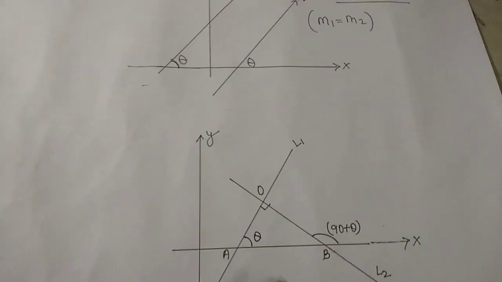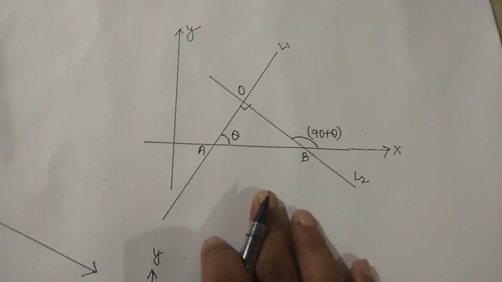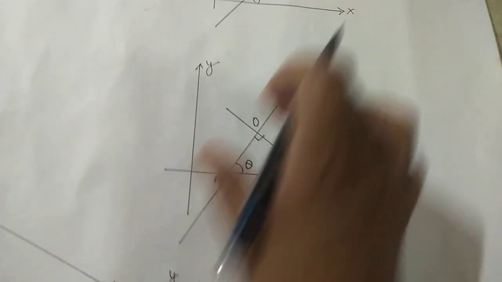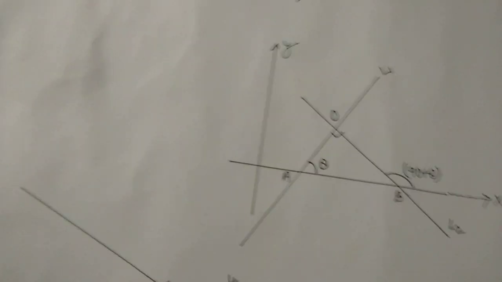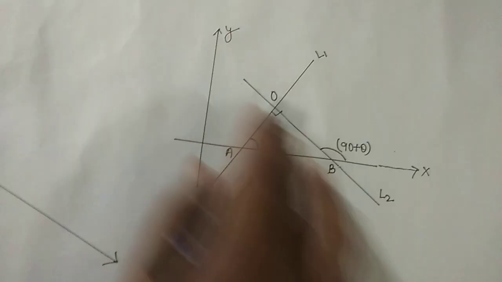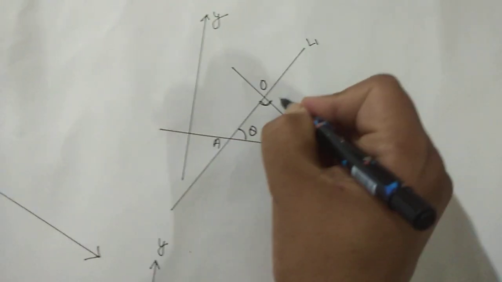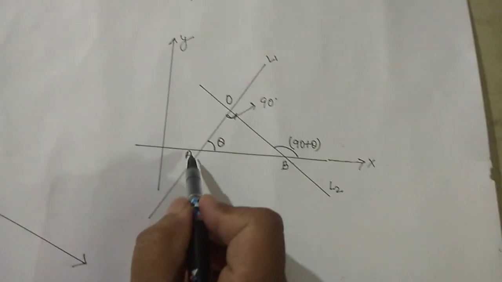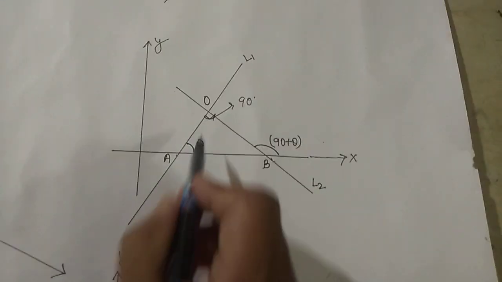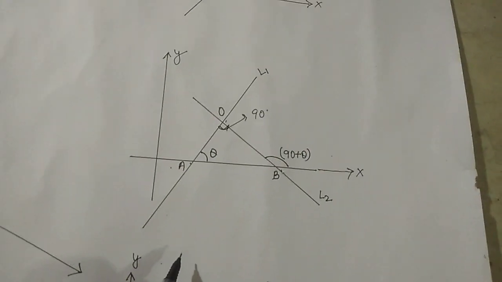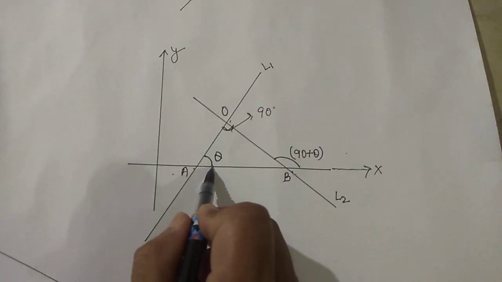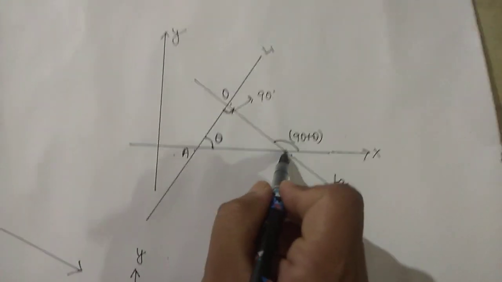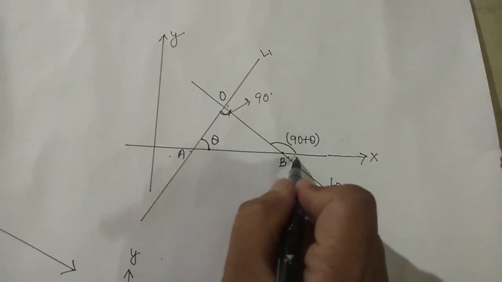But when you have a perpendicular line, if two lines intersect at 90 degrees, students are always confused about how m1 m2 is equal to minus 1. Now you see, suppose L1 and L2 meet at 90 degrees, and they intersect the x-axis at A and B. So OAB is a triangle. Suppose this is theta. So what about this angle? The exterior angle is 90 plus theta.